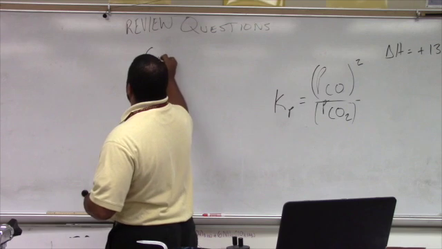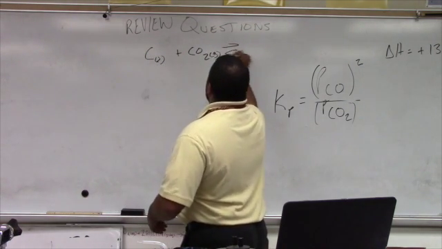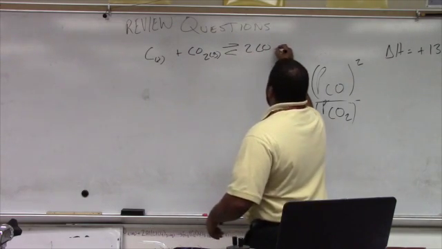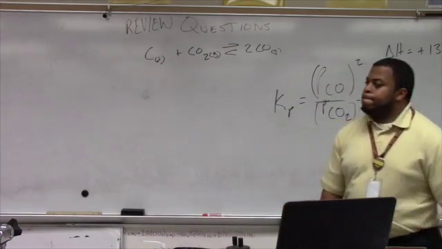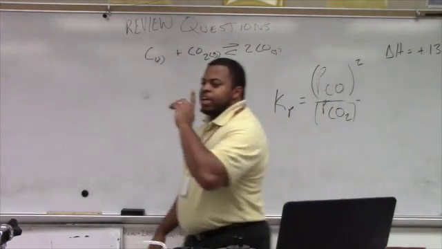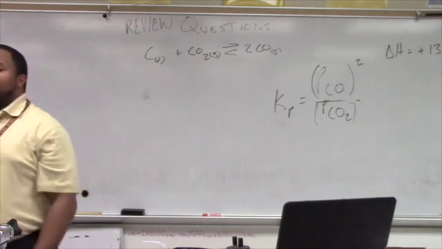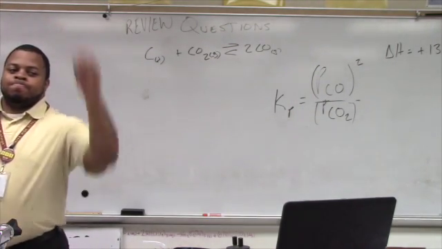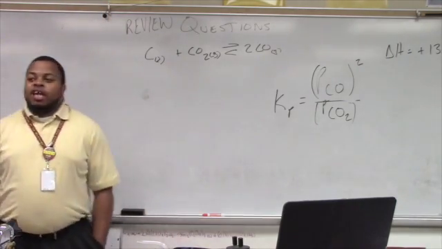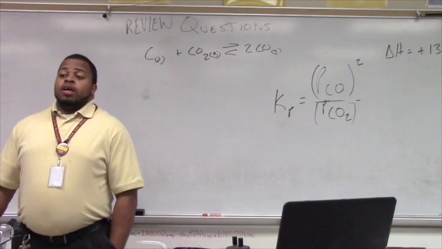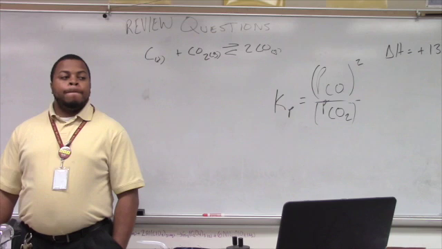This one was C solid plus carbon dioxide gas yields carbon monoxide. Would you use the molar math? What did I tell you? If you're looking at pressure, what are they usually going to throw out there? What do you have to be able to bring back if you're talking about gases? PV equals nRT, the ideal gas law. Where would I find the pressure that was originally in the container for carbon dioxide?